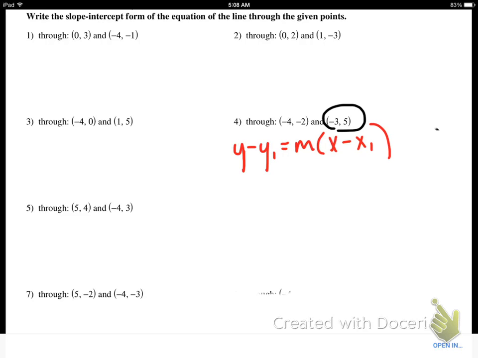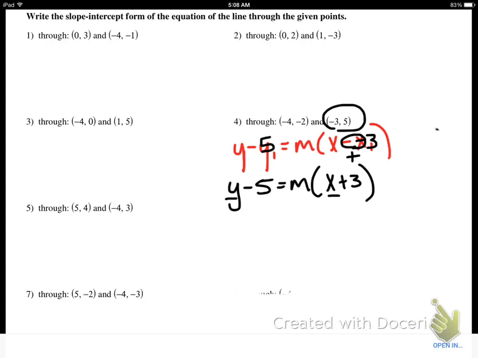So my x term is a negative 3. I'm gonna plug that right there. And my y term is a 5. And I write them right on top so that there's no confusion. Negative, negative, positive, and then I can rewrite y minus 5 equals m times the quantity of x plus 3. Awesomeness.